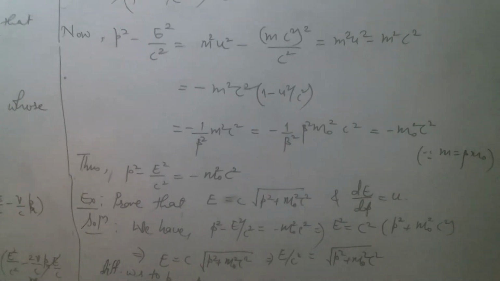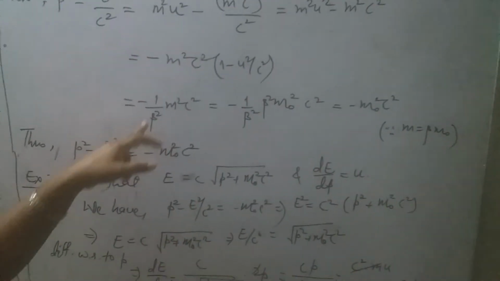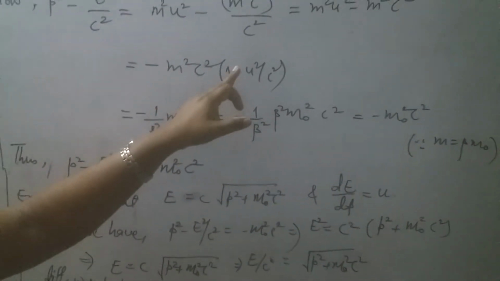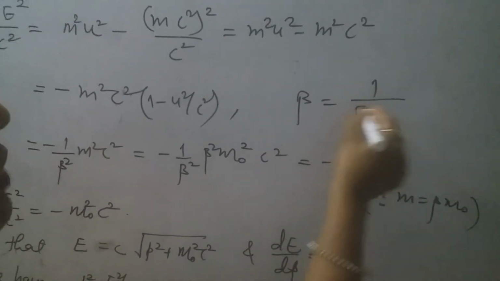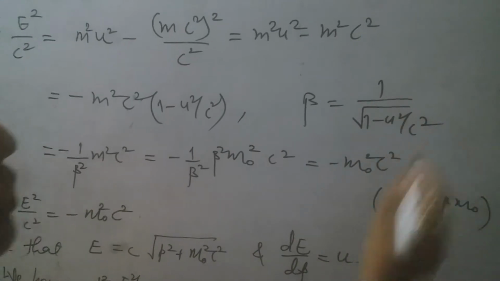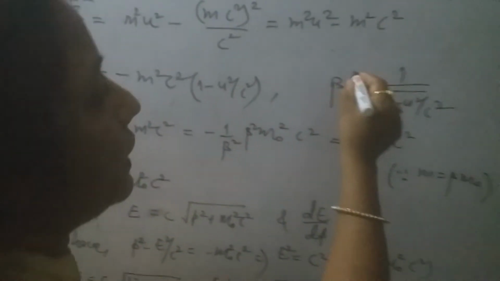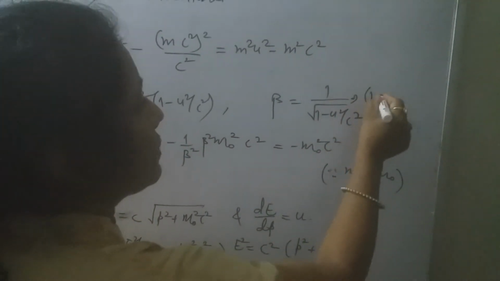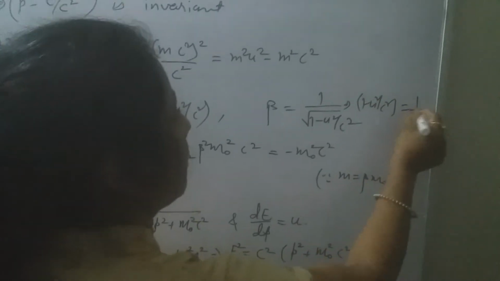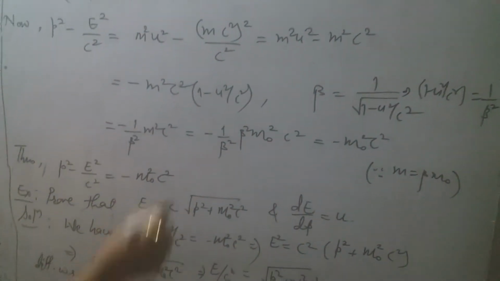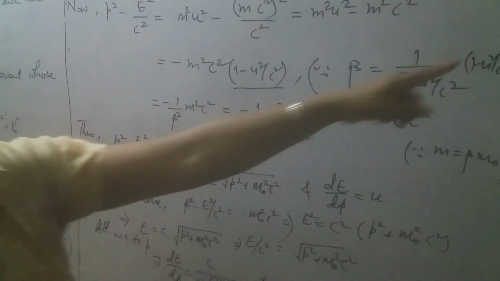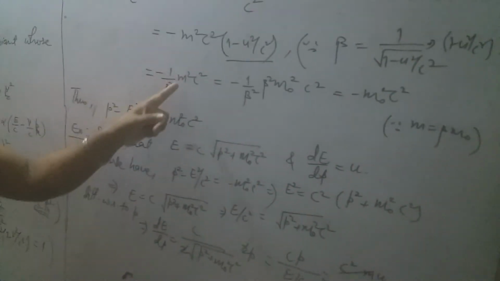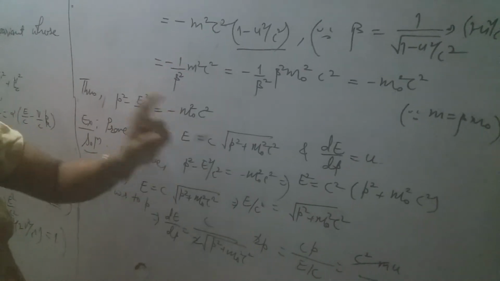Now we know that 1 upon beta is equal to 1 upon under root of 1 minus u square by c square. So if I square it, I will get here 1 minus u square by c square equal to 1 upon beta square. So we are using this here for this term as 1 upon beta square. So minus of 1 upon beta square m square c square.